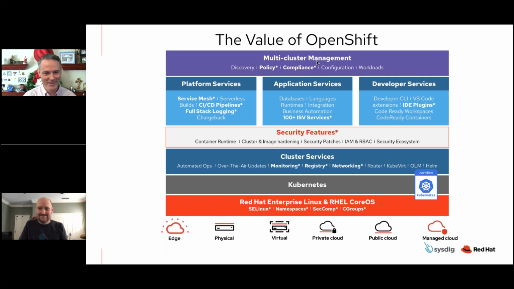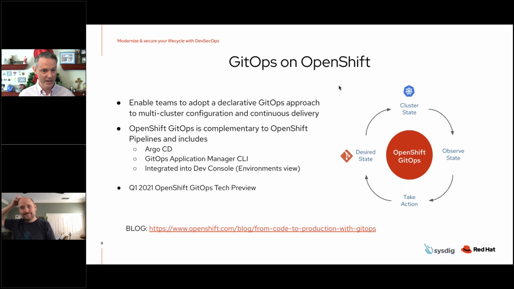Now, I could talk about these security features for the rest of the webinar. I don't think Eric would appreciate that. So I just wanted to pick out a couple of features over the next slides, and then I'll hand it over to Eric. So the first one is GitOps on OpenShift.